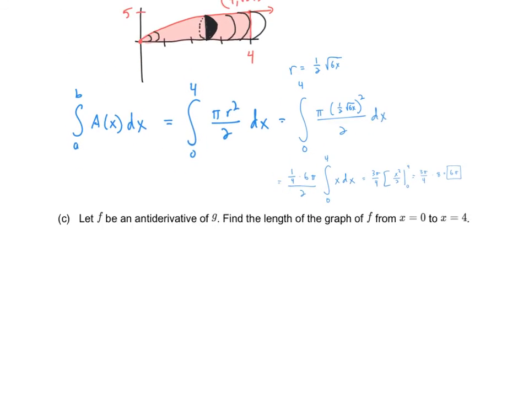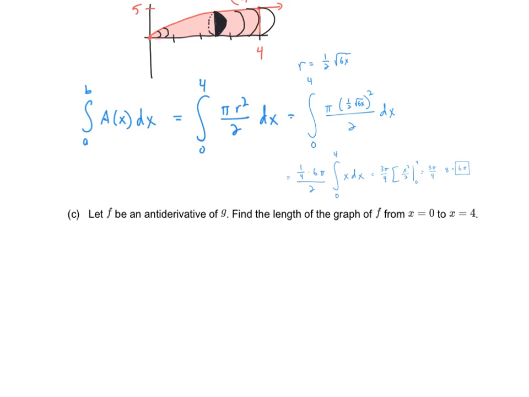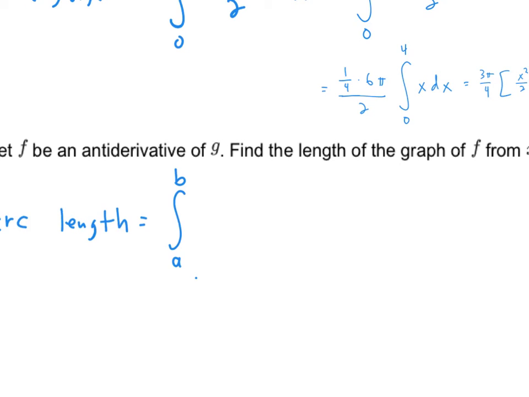Okay, so here we'll do arc length. Let's just start with the arc length formula and then we'll go from there. So arc length will be the integral from a to b, square root of 1 plus the derivative of the function squared.